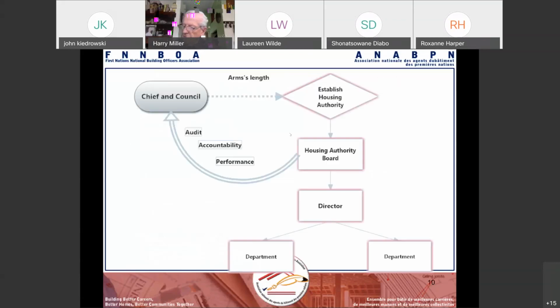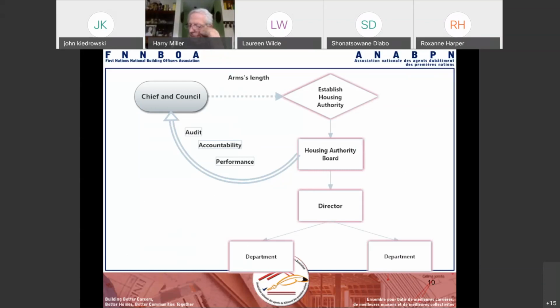So how do we get the arm's length? Again, I played this the other day, but you can see we have established the housing authority. So the chief and council, they do establish the housing authority. Chief and council, through the implementation team, they identify their first board members, right? And then you get the housing authority board, and then the board hires the directors, and you have the departments. And again, important, the loop back is the audit, the accountability, and performance. So the housing authority doesn't become a loose cannon organization. There are still controls and accountability back to the chief and councils.